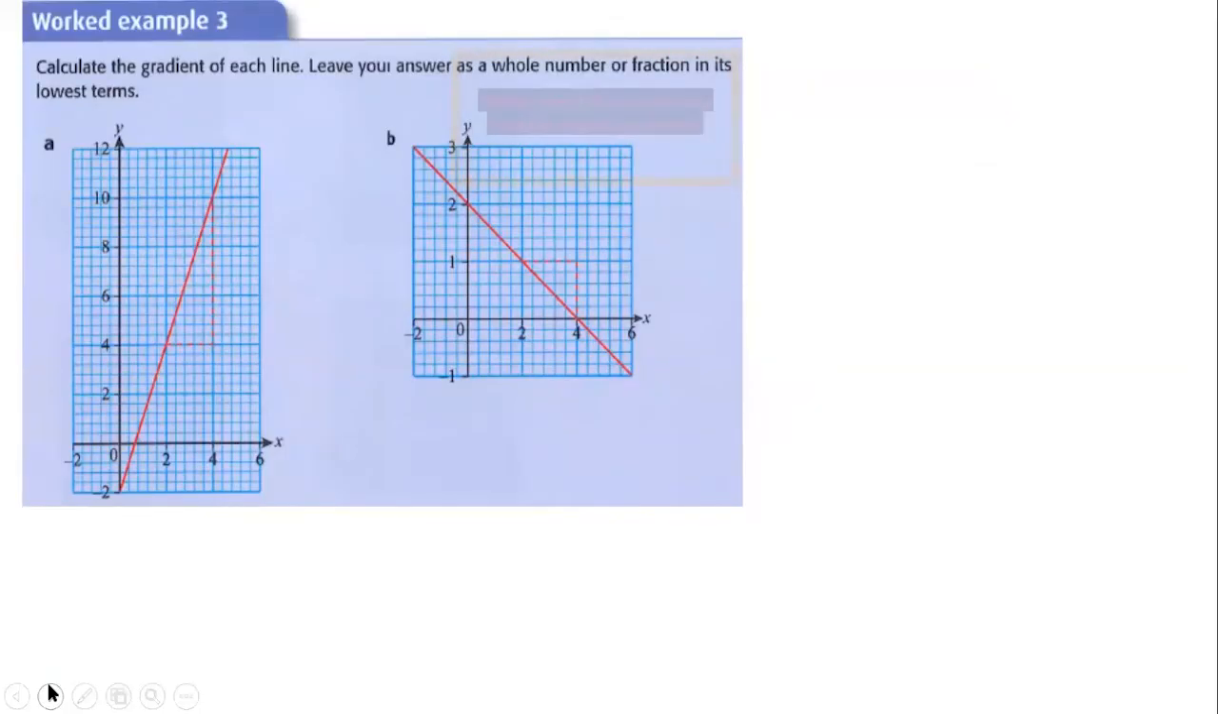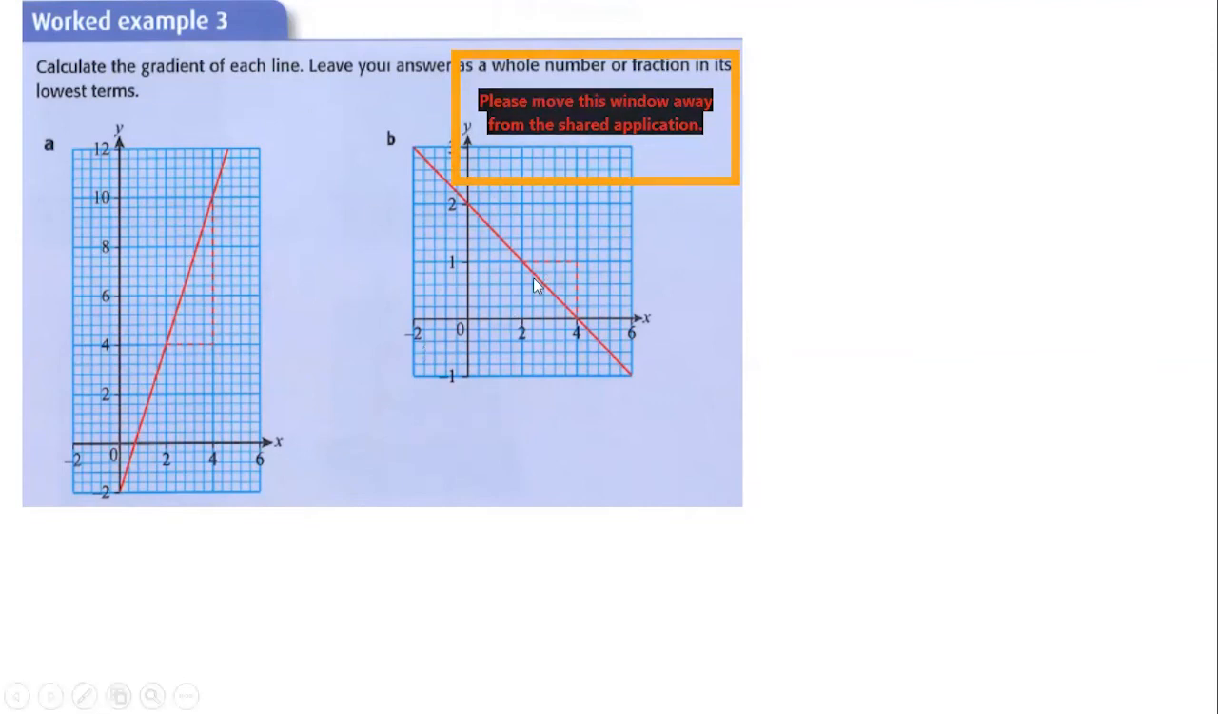Calculate the gradient of each line, leave your answer as a whole number or fraction in its lowest terms. So let us look at the first example. It has taken two points, this starting point and this terminating point. We are moving to go to this part. How do you move horizontally? From 2 up to 4, isn't it? How many units? 2 units increase in the x-axis. Be careful. What about in the y-axis? From 4 up to 10, you are again increasing. How many units from 4 up to 10? Plus 6 units. So 6 over 2 is equal to 3. 3 is the gradient of the first example, okay, of the first graph.